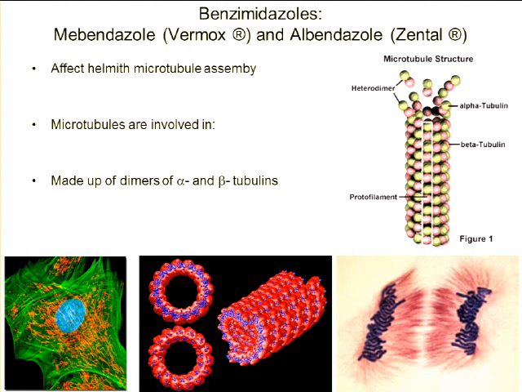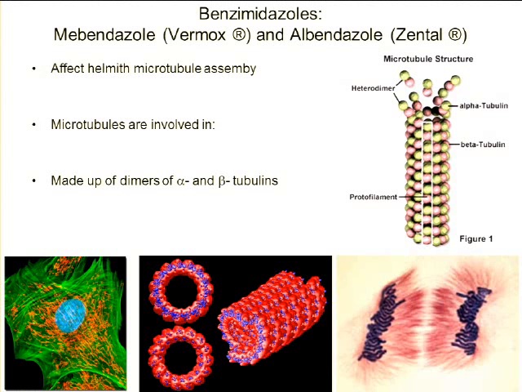Okay? These drugs affect helminth microtubule assembly, and you can see the microtubules here. We've talked about microtubules and their roles. The microtubules are involved in some of these things down here. Microtubules provide the cytoskeleton, right? So the actin is a microtubule, for example. And so they provide the helminth cytoskeleton through the microtubules.